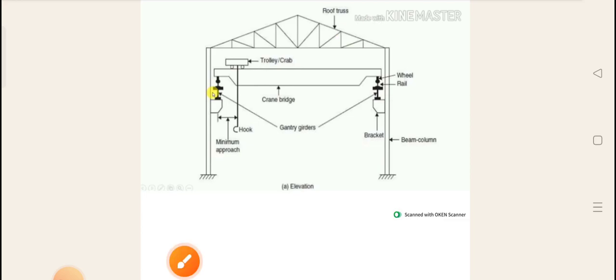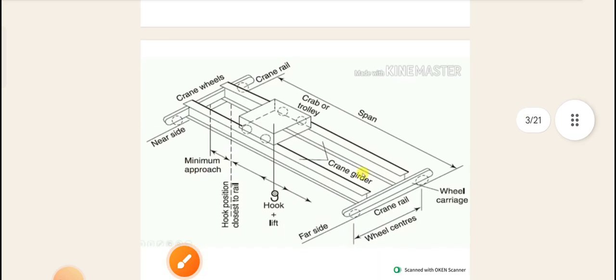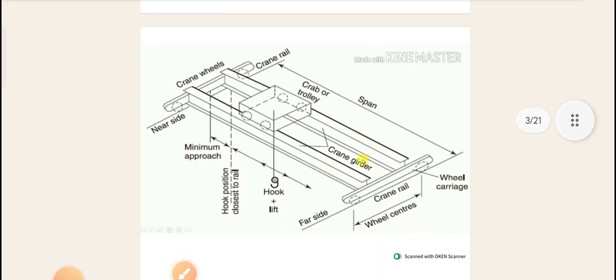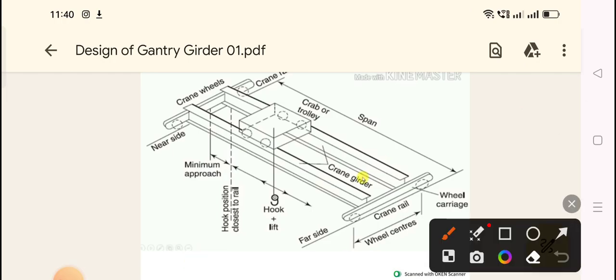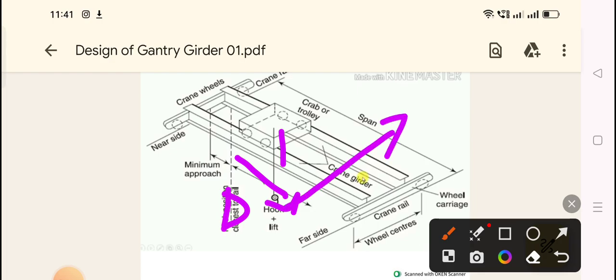I think this is the elevation that you are seeing. If you see from the top, this is what you are observing. Usually, this is your crab, just what I have shown you. If you want to lift this machine, it can move along this direction, and it can move along this direction also. So these two are called crane girders. On that one is your gantry girder, which we are designing.